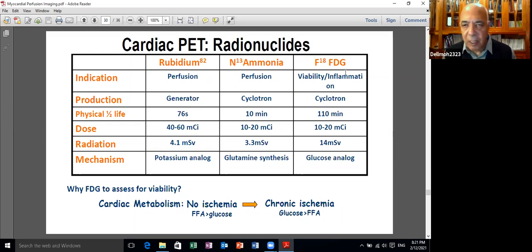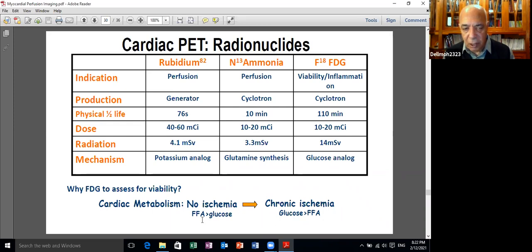And the important thing is that in patients, cardiac metabolism changes from the fasting to the post-absorptive state, and from the non-ischemic to the ischemic state. Let's concentrate on the non-ischemic state. In the non-ischemic state, in normal conditions with no ischemia, the primary fuel of the heart is the free fatty acids.